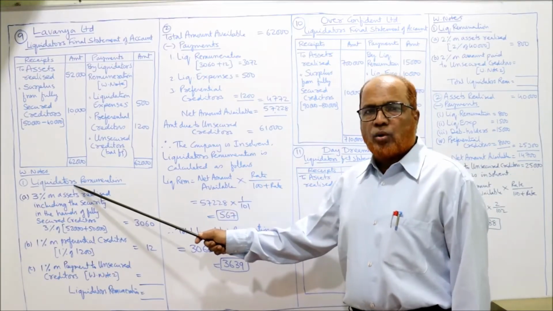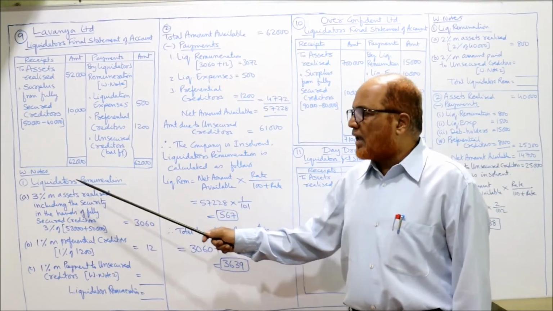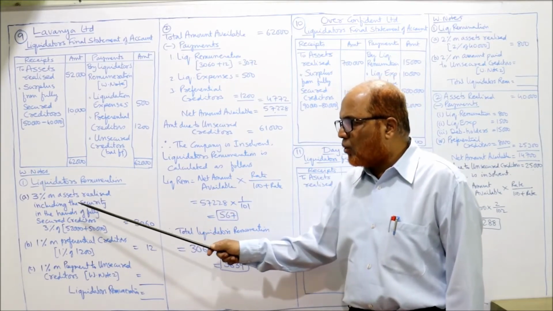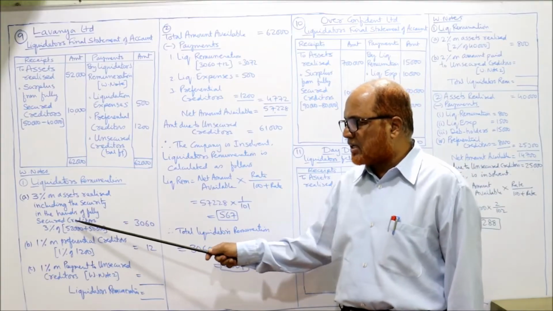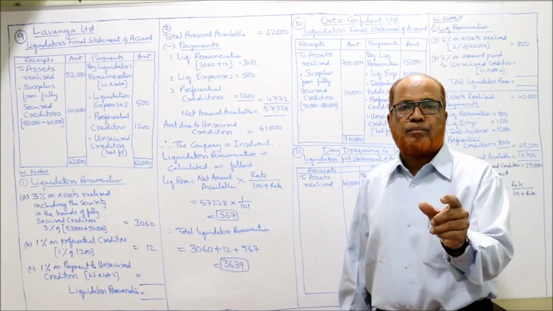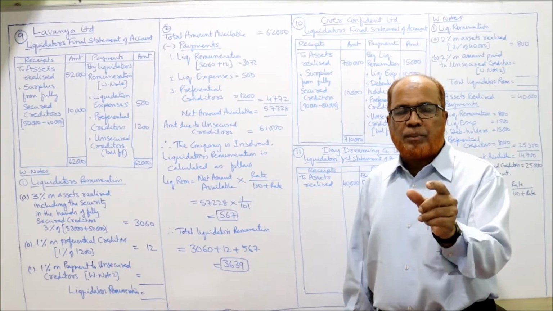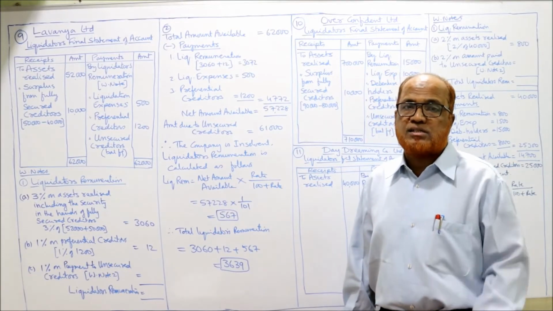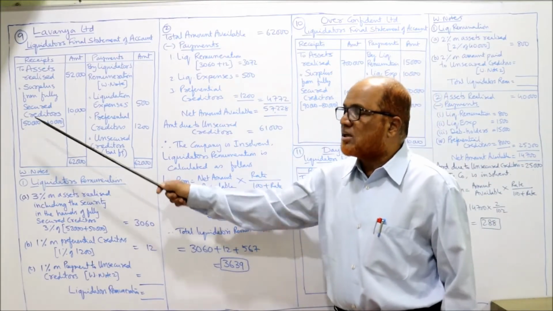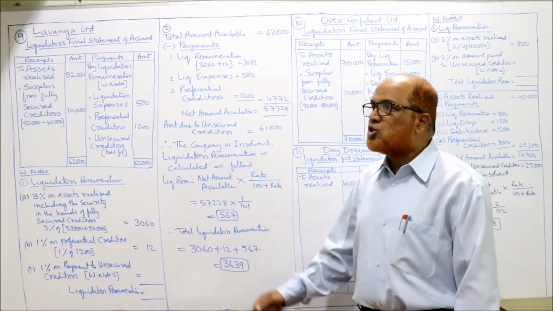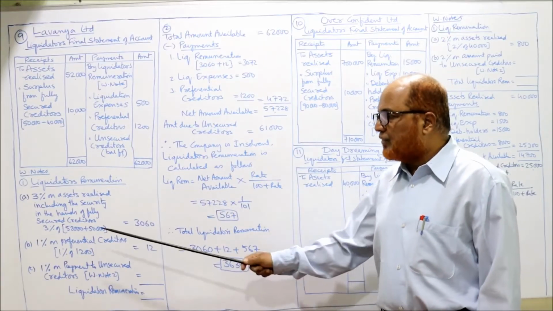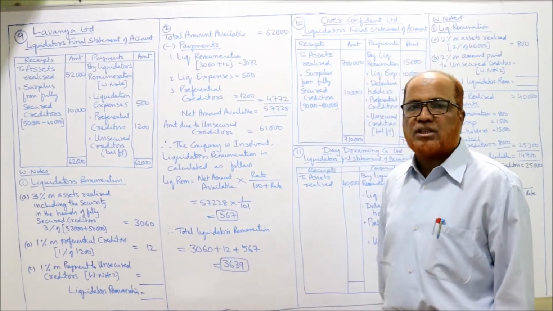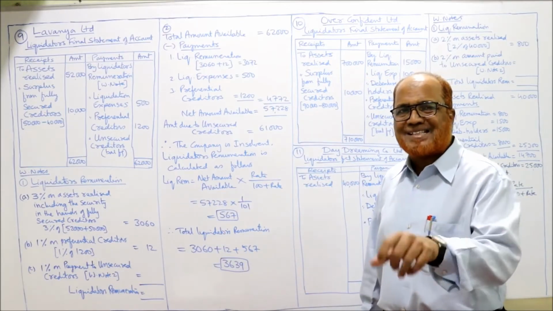Now, in working note number 1, we first calculate the liquidator's remuneration. First, 3% on assets realized, including the security in the hands of the fully secured creditor. That wording is given in the problem. That remuneration should be paid on assets realized, including the asset in the hands of the fully secured creditor. So the security of 50,000 rupees with the fully secured creditor, and the sale of 52,000: 52,000 plus 50,000 is 1,02,000, into 3% is 3,060. This is the 3% on assets realized.